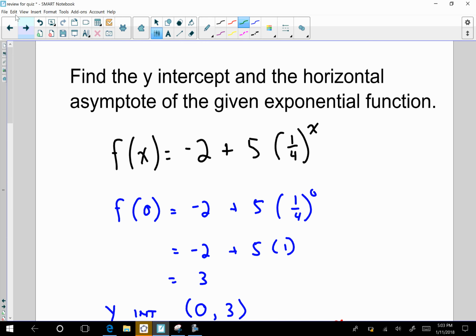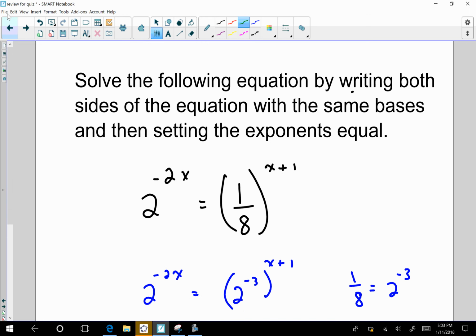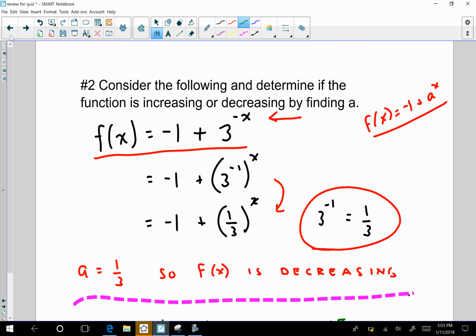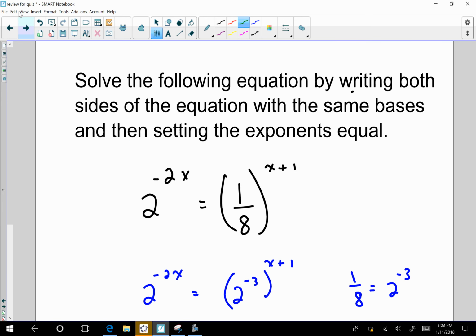I think I skipped a problem. I'm going to go back to that problem. Here, solve the following equation by writing both sides of the equation with the same bases and then setting the exponents equal. So here's the problem that I'm starting off with.